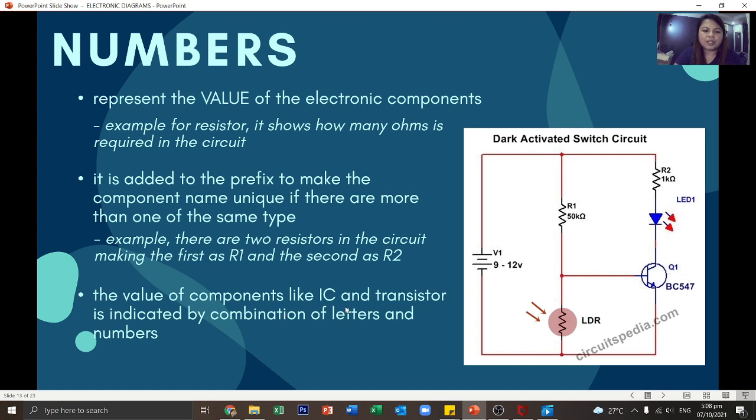The value of components like IC and transistor is indicated by a combination of letters and numbers. So you can see here in the transistor there are letters and numbers. BC547 does not indicate the value. Instead, it indicates the name of the component or the code of the transistor. Same with the IC.